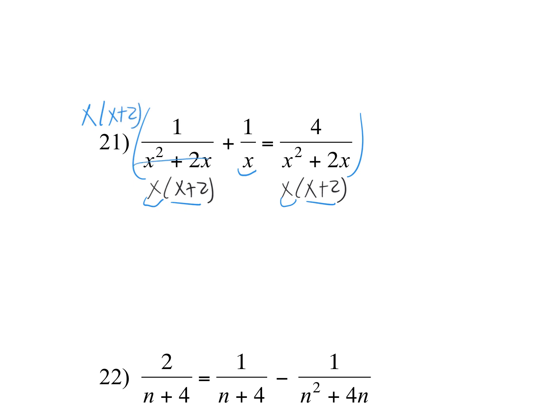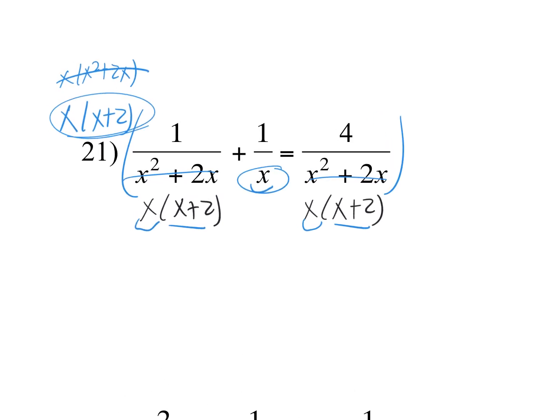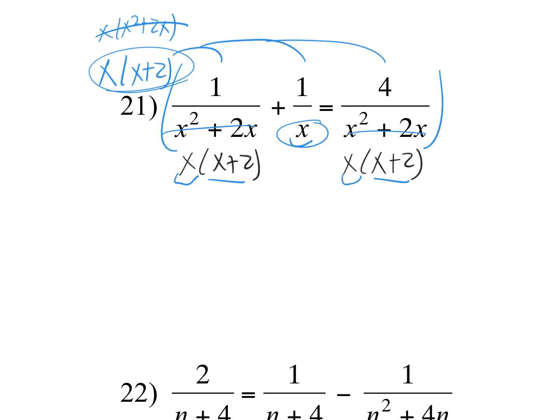That eliminates these denominators, but it also eliminates this x. So this is enough. You don't want to multiply by too many things. Maybe you're tempted to do x times x squared plus 2x. No, that's too much. Then you end up with a bigger equation than you need, so you don't want to do that. All right, so when we distribute x times x plus 2 to this entire equation, we get x times x plus 2 over, and I'm going to write the factored expression.